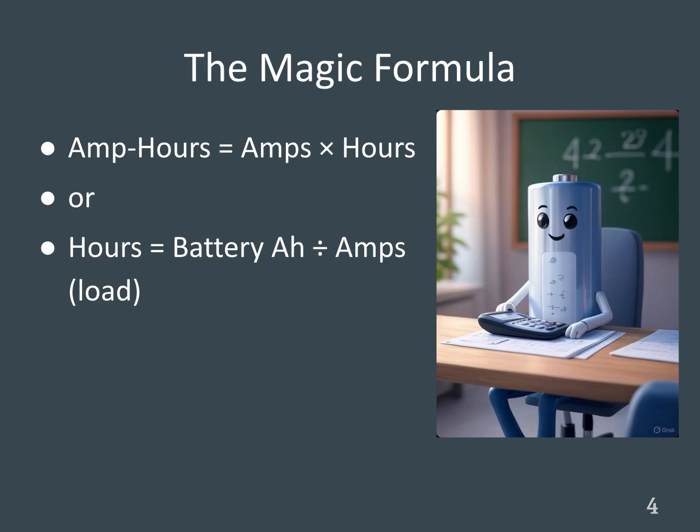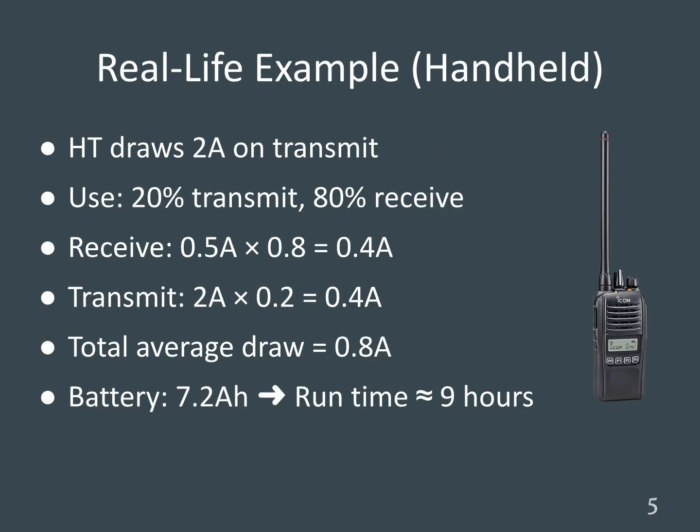The magic formula: amp hours equals amps times hours, or hours equals battery amp hours divided by amps for the load. Many batteries are rated in amp hours. Keep in mind some AGM and lead acid batteries should only be drained to 50%, having their effective amp hour rating halved.